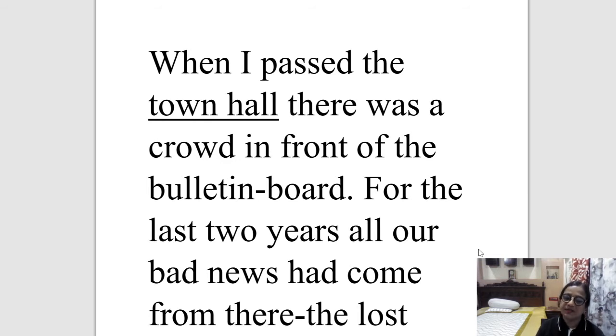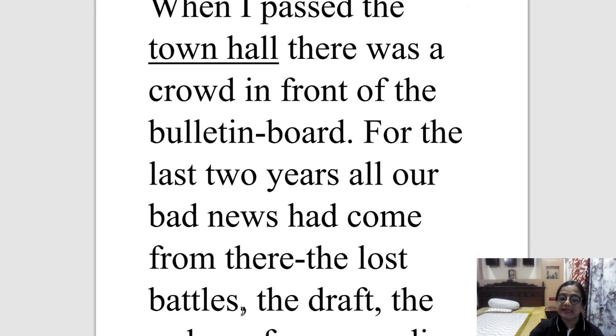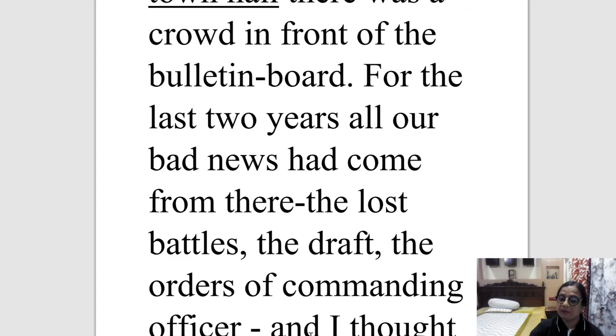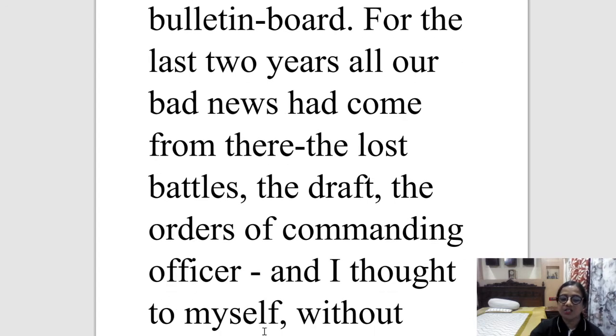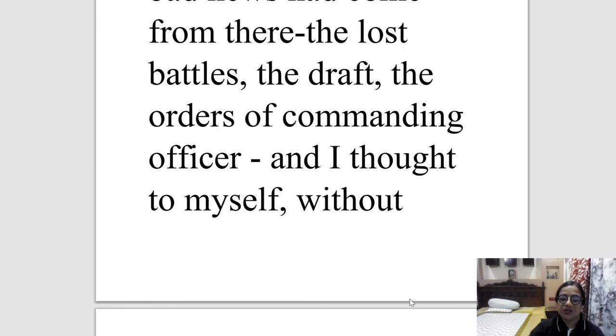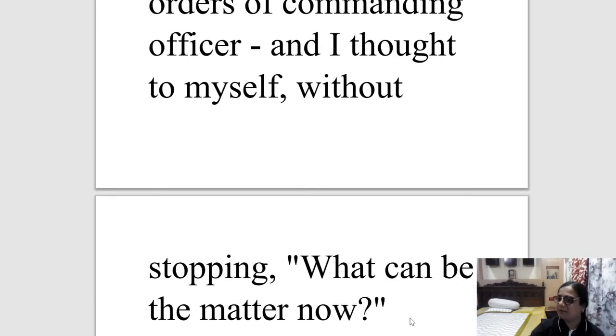For the last 2 years, all our bad news had come from there, the lost battles, the draft, the orders of the commanding officer. And I thought to myself, without stopping, what can be the matter now? So, near the bulletin board at the town hall, all the notices used to come of all the lost battles, all the happenings, everything was posted on the bulletin board. And Franz was thinking what could be the matter that the crowd was waiting there.